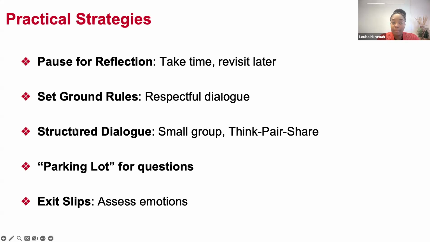And then another really important one, I think, is exit slips. So after a tough or emotional discussion, you can just ask students to write on a piece of paper what they learned, any questions or concerns they have, and how they're feeling. This can help you gauge their emotional state after that sensitive topic discussion and let you know how to best follow up.